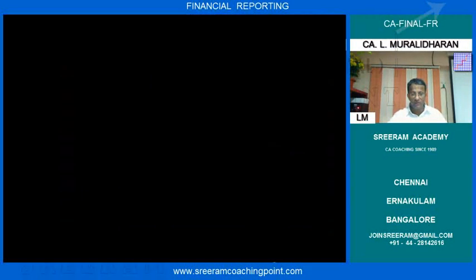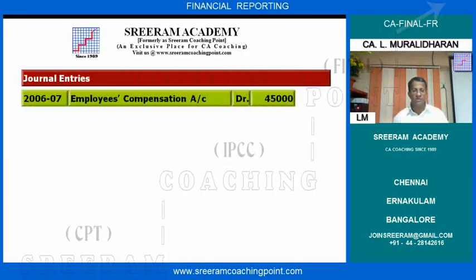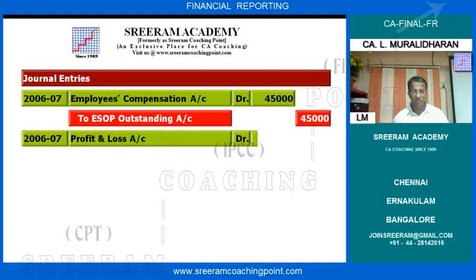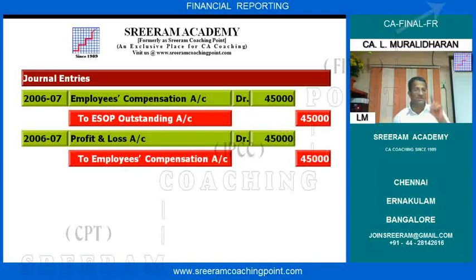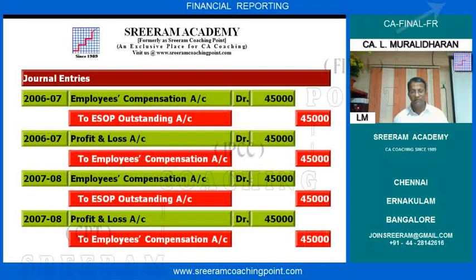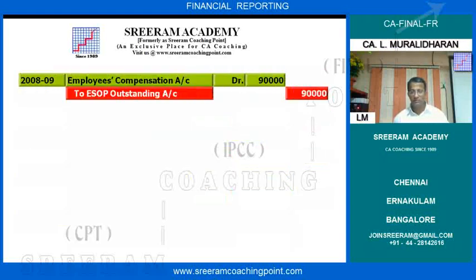Now let us just see this scheme of journal entries since 6/7. So employees compensation account debit, credit ESOP outstanding. And this employees compensation account will be transferred to profit and loss account in each one of those years. This is for the first year, first year out of the 4 in the first lot. And then following year, same thing. Then 2 years gone. Then third year.